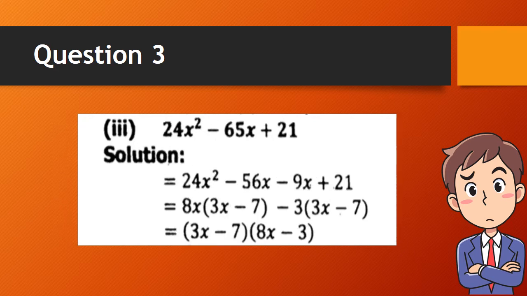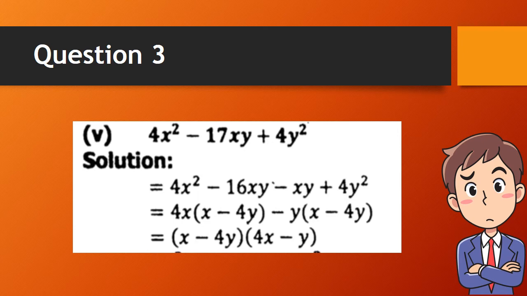Now in part number 3 we have 24x square minus 65x plus 21. Again you can see that we don't have a perfect square in the third term. So we will be applying the midterm method, that is 24 multiplied by 21. Now you will make the factors such that by adding or subtracting them you will get 65. It is quite similar to the previous part, so you will do it yourself.